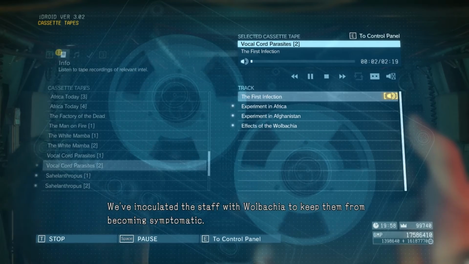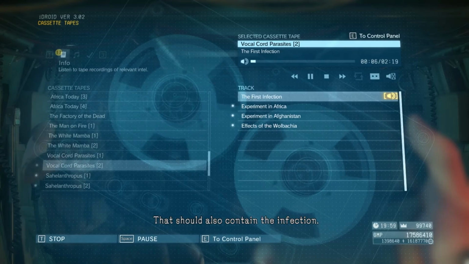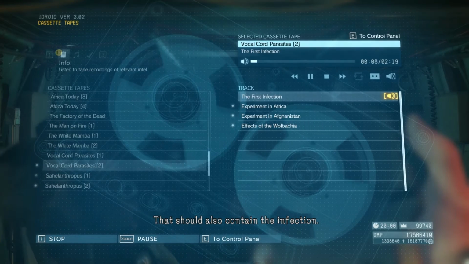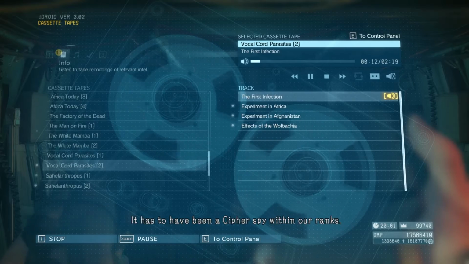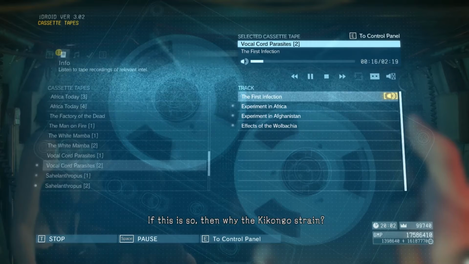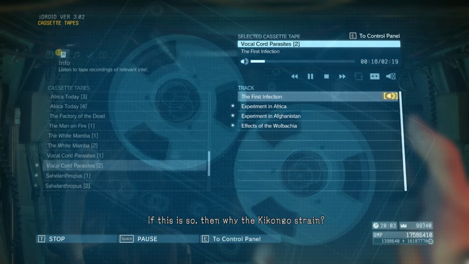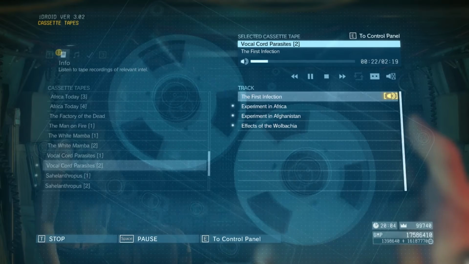We've inoculated the staff with Wolbachia to keep them from becoming symptomatic. That should also contain the infection. How did this happen in the first place? It has to have been a Cypher spy within our ranks. If this is so, then why the Kikongo strain, if their intent was to wipe you out?